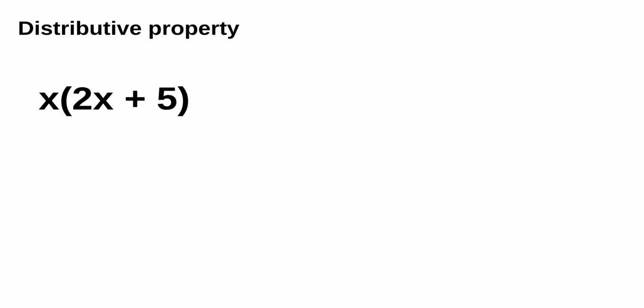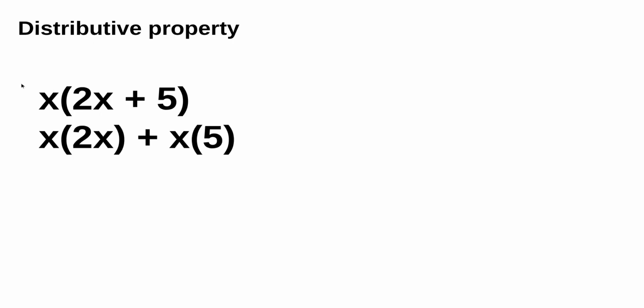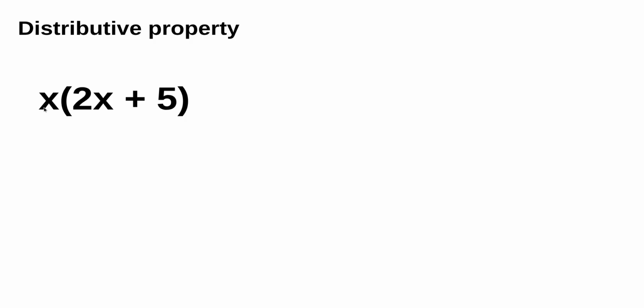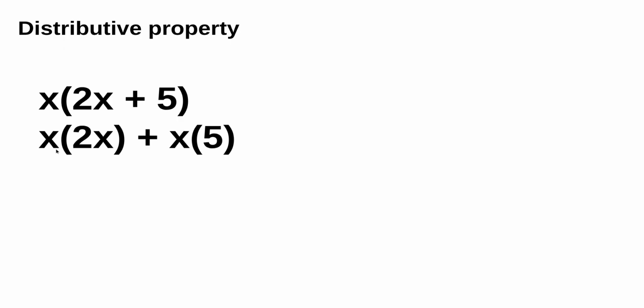All right, now let's use variables. Let's say x times (2x plus 5). We multiply x by 2x and x by 5, so it becomes x times 2x plus x times 5. That becomes 2x squared plus 5x. We can't simplify this anymore because later on we're going to talk about combining like terms. When they're different exponents, we can't combine them. So it just becomes this.